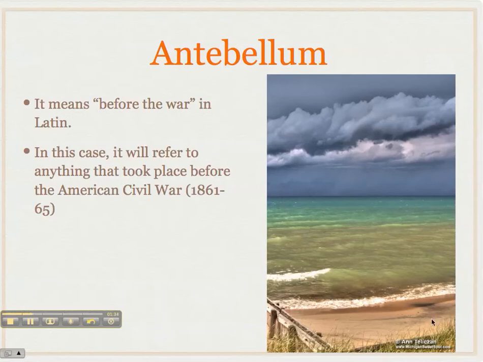And I've chosen a great image here from the Lake Michigan coast, kind of the calm before the storm. They didn't know it at the time, but we can look back at the early 1800s and see it with that dramatic tension, as things build toward the Civil War.